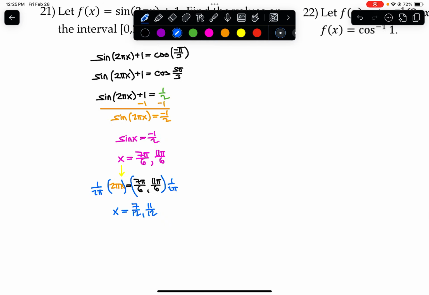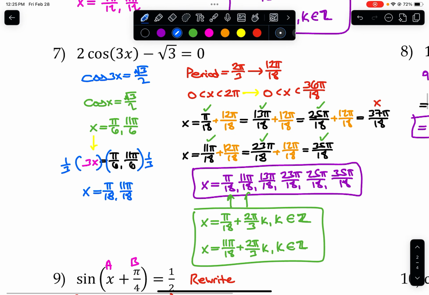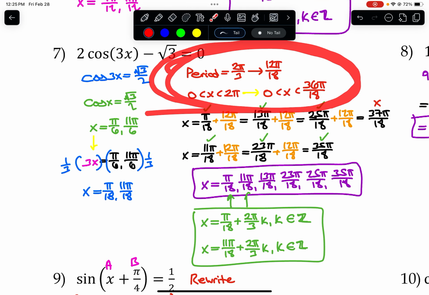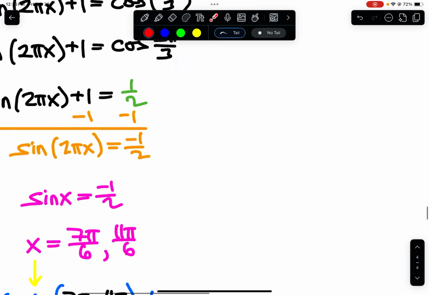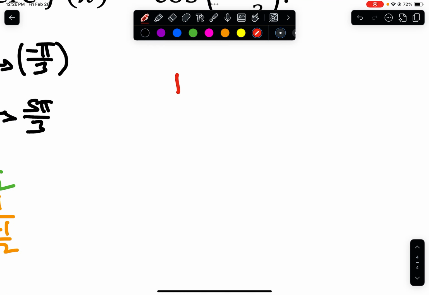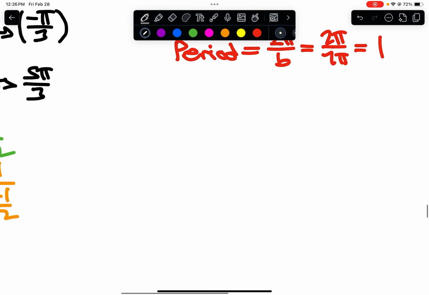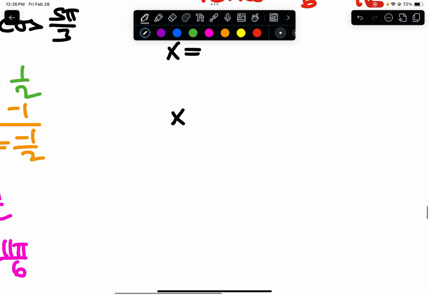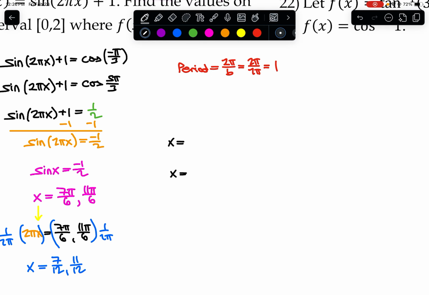Now, what you have to be careful about is, actually, it's very similar to the questions up here. It's because we're in that given interval. So we need to evaluate the period. The period is 2 pi over whatever the b value is, which in this case is 2 pi, which means it's equal to 1. So I'm going to do both solutions up until we get to a value of 2.